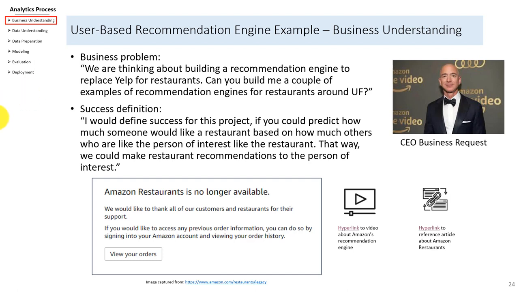The first thing we always start out with is: what is the business problem we're trying to solve? I've got a picture there of Bezos, and he's going to lay out the problem for you. You're going to get it from the CEO yourself. He's saying that we're thinking about building a recommendation engine to replace Yelp for restaurants. Can you build me a couple examples of recommendation engines for restaurants around UF?